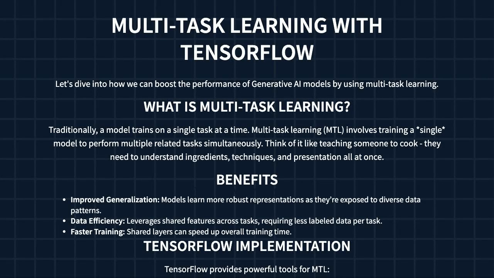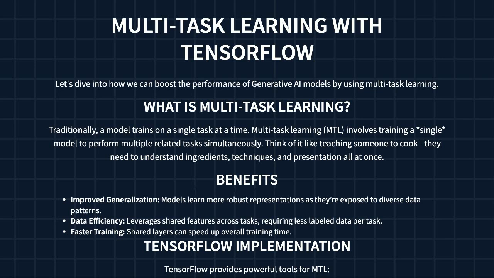Okay, let's talk about multitask learning. It's a really clever technique for improving generative AI models. Basically, instead of training a separate model for each task you want to do, we train one single model to handle several related tasks at the same time. This can lead to better generalization, meaning the model will perform well on new data even if it hasn't seen it specifically during training. It also helps when you don't have tons of labeled data for each individual task. By sharing knowledge between them, the model learns more efficiently.